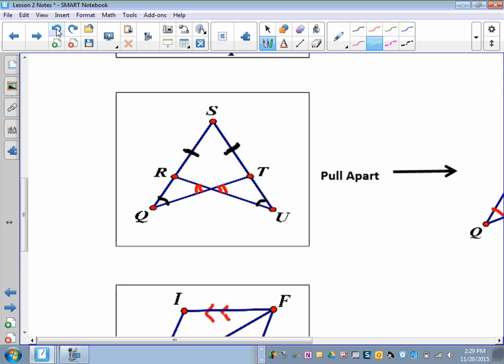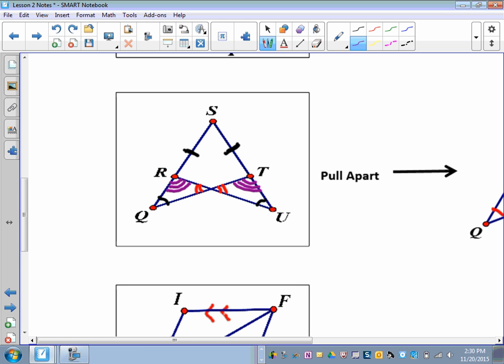So, how many degrees are in a triangle? And if I know two of them have to be the same, what must be true about the third one? I'll say it again.